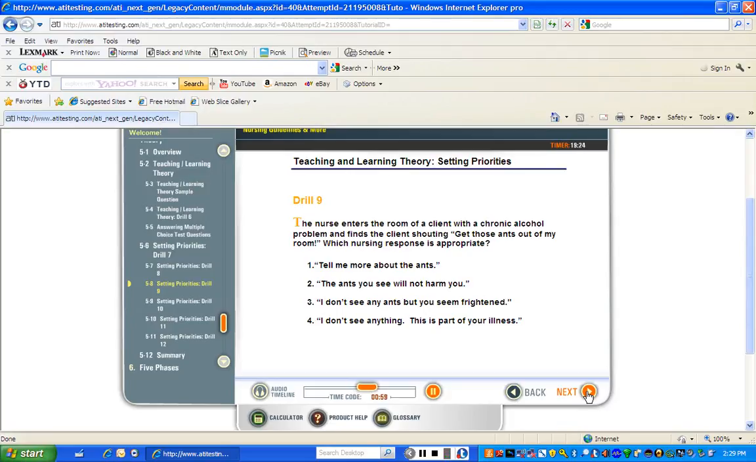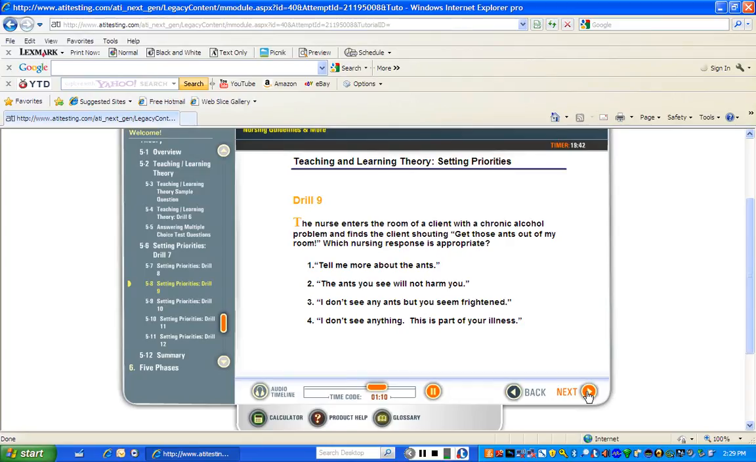Option 3, I don't see any ants, but you seemed frightened. We will assign a plus sign to this response. We recognize that the client is experiencing a hallucination, and the nurse acknowledges the client's feeling, the fright, the experience.